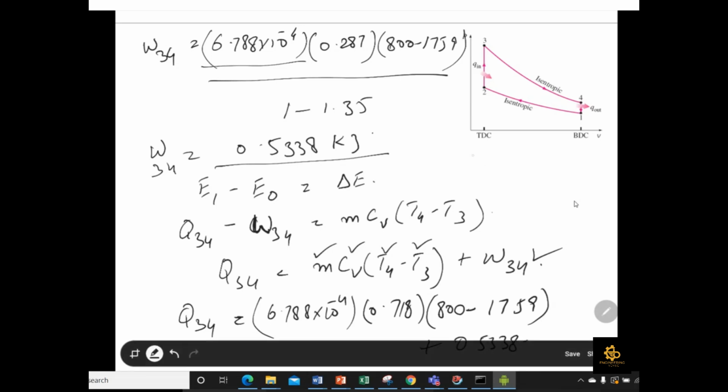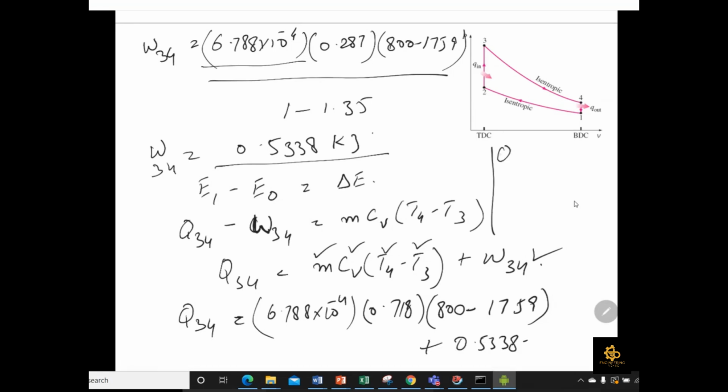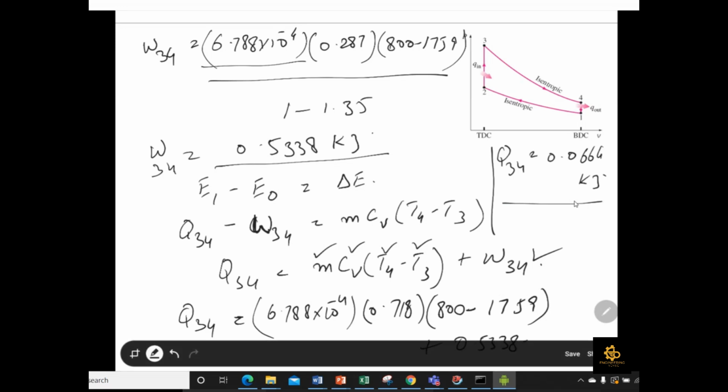So by just solving this, we will get Q34 is equal to 0.0664 kilojoule. So this is the heat that is added to the air during the expansion process. We will use that heat in order to find the total Q in your system.